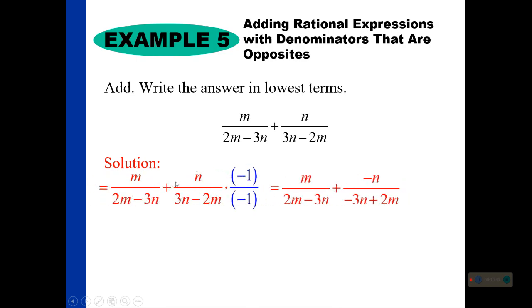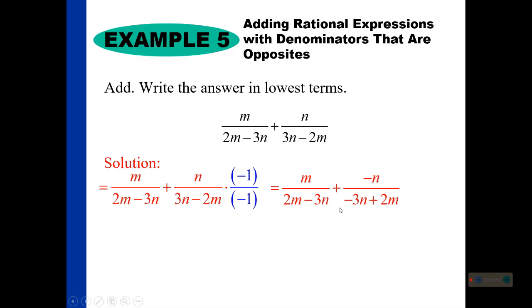If you are going to multiply the second fraction, take note that you will just multiply negative 1 with one of the fractions, not both fractions. So we copy the first fraction, m over 2m minus 3n, plus, you are going to multiply the second fraction by negative 1. So you will obtain here n times negative 1, we have negative n, over 3m times negative 1 is negative 3m. Then negative 2m times negative 1 is positive 2m.